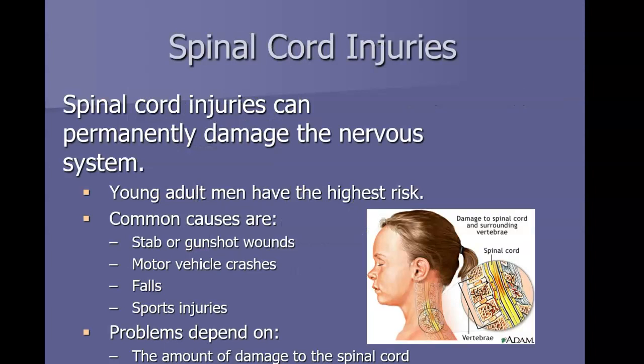Now, spinal cord injuries can permanently damage the nervous system, and we tend to see this the most with your young adults. Your teenage boys, young adult men tend to try to do things that are a little bit riskier behaviors. And we also see it with stabs or gunshot wounds, motor vehicle crashes, falls, and sports injuries.